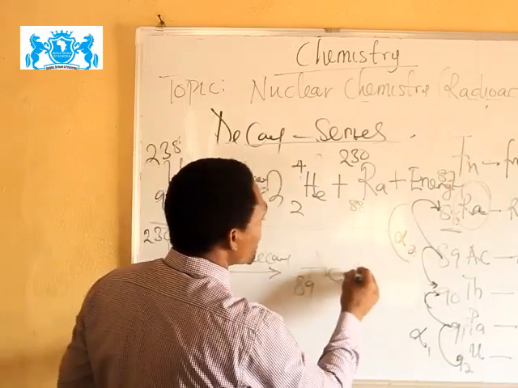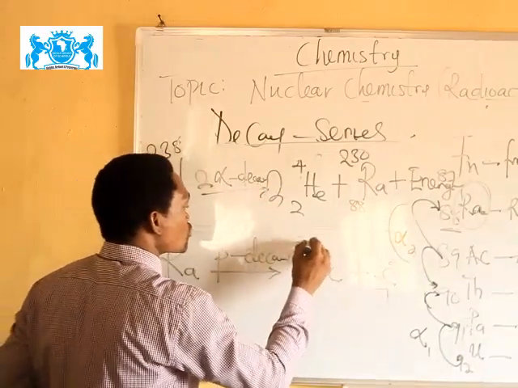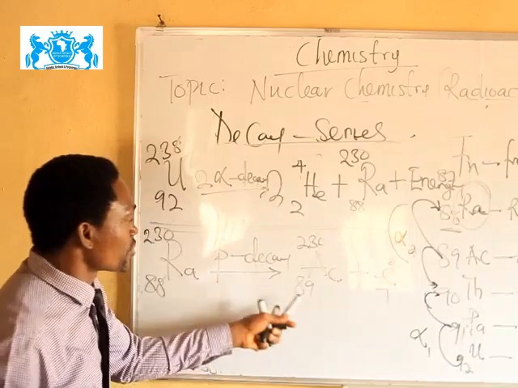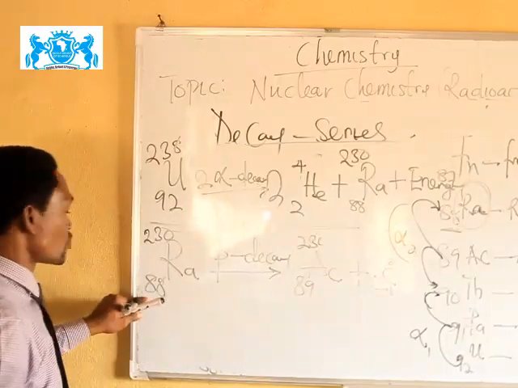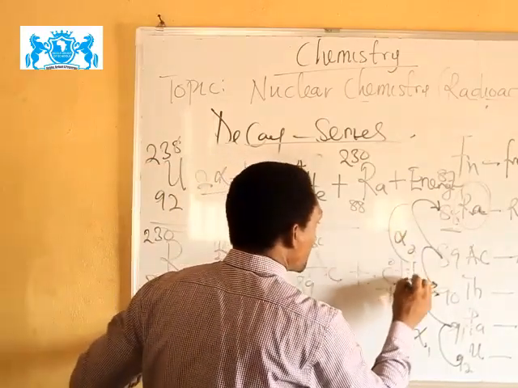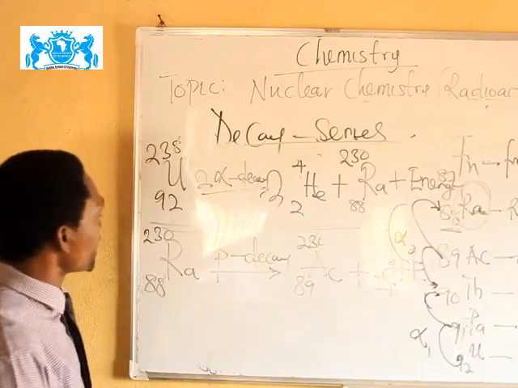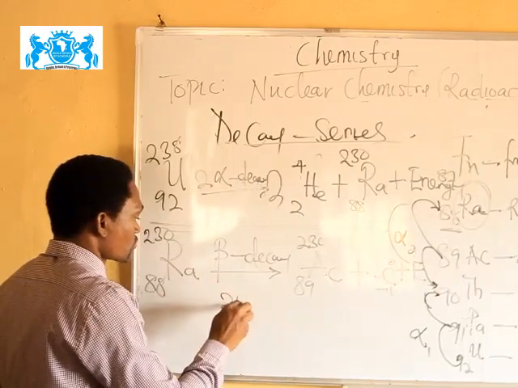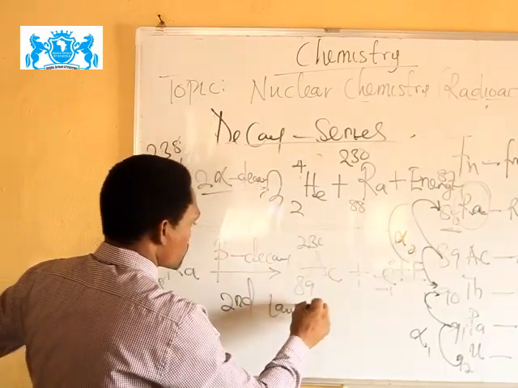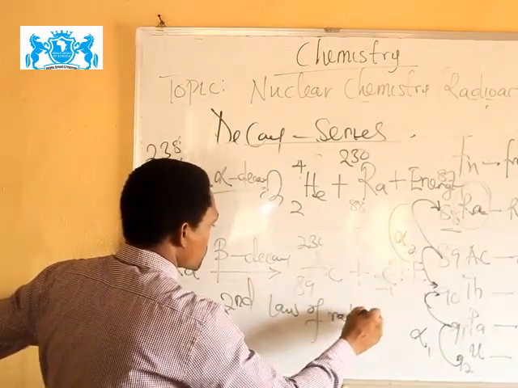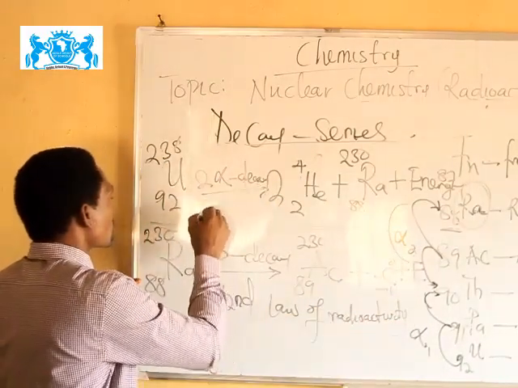Then the mass, being that beta particles have no mass, will remain the same, 230. Clearly showing that by the time you add -1 plus 89, it gets back to 88. And then of course energy is liberated. This explains the second law, whereas this explains the first law.